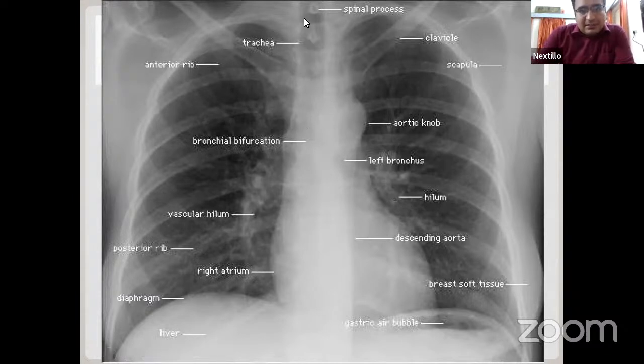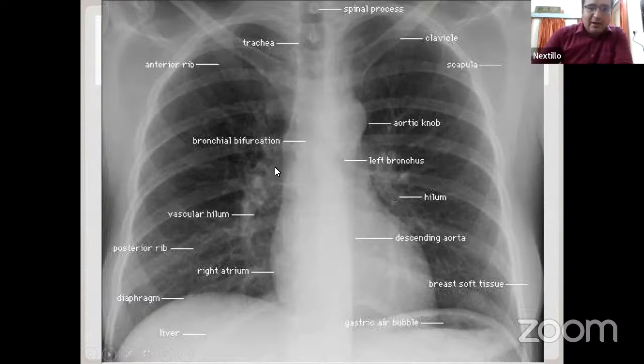Now look at this. Can you see this shadow? See this hypo. Hypo means black. Remember in radiology, hypo means black. Hyper means white. See this. Can we follow this up to here? What is this? This is trachea. Why is it appearing black? Because it has air. And air allows more amount of X-rays, so it will appear black. Simple. Now, we can appreciate clavicle, scapula, ribs, vertebras.